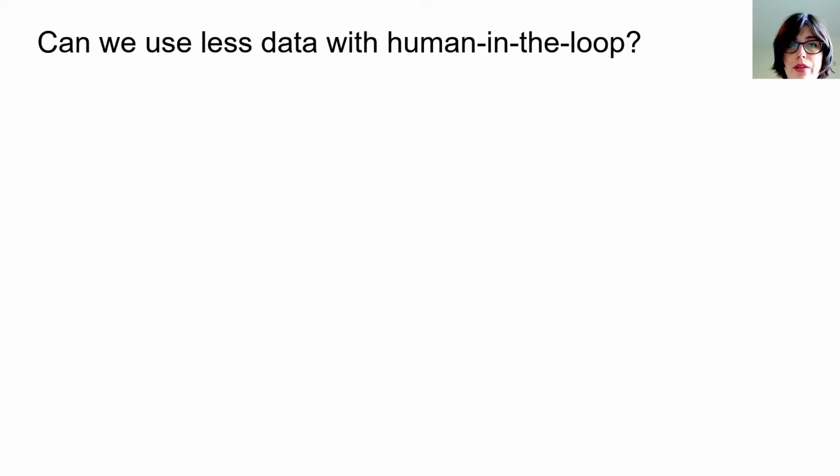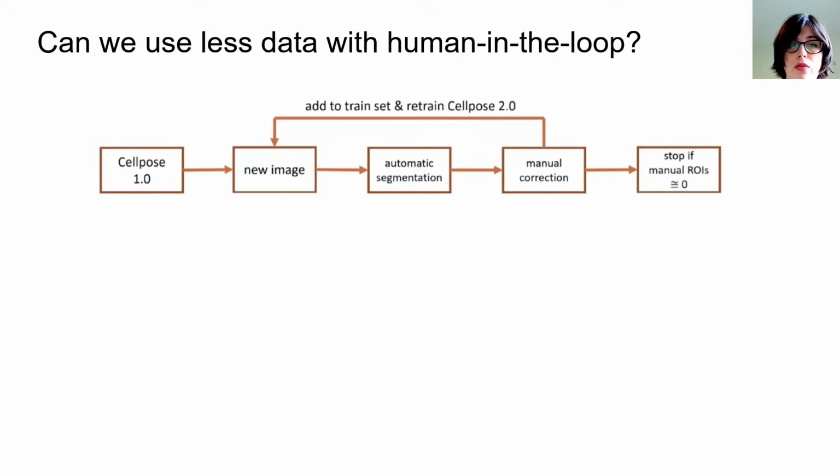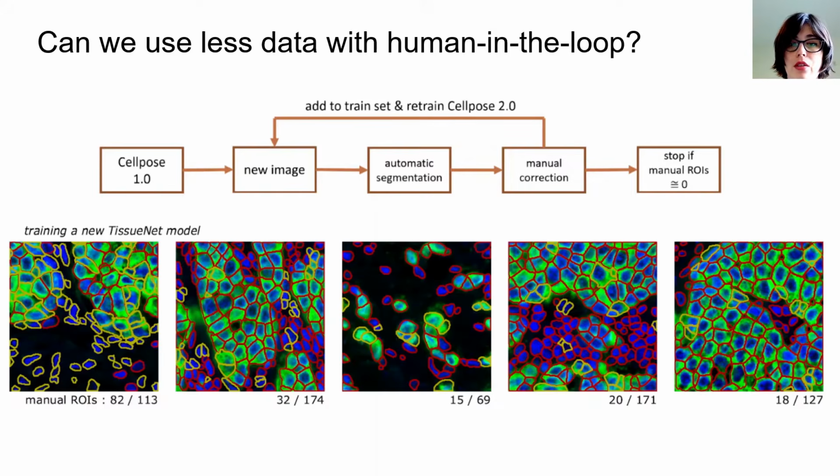And we further think you could use even less data if you use a human in the loop approach, which we've implemented in the Cellpose GUI. This is where you run Cellpose 1.0 on your image, and you have this automatic segmentation from the Cellpose model. You correct this segmentation, and then you add this image to the training set. You retrain Cellpose, and you're hopefully going to have a better segmentation the next time, and you'll have to do less manual curation. So here's an example of going through the human in the loop procedure with the TissueNet dataset.